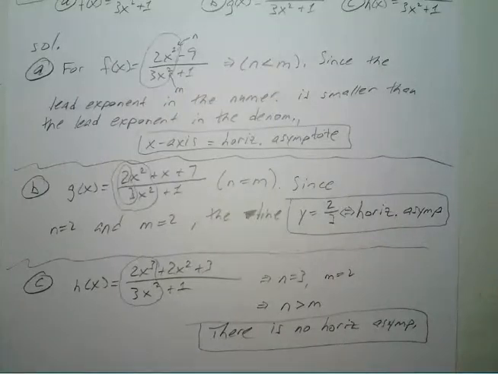All right, so if you are still writing, feel free to press pause and finish up. We're going to go ahead and move on to our next page, where we're going to show that when there is no horizontal asymptote, we can actually find your slant asymptote.